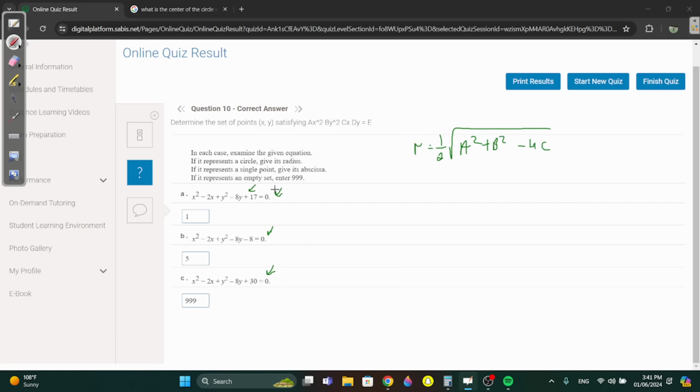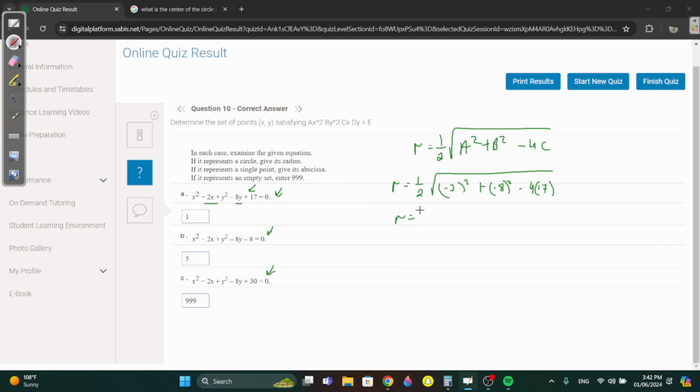Let's do it on the first one. It's going to be half radical a squared, which is minus 2 squared, plus b squared, which is minus 8 squared. Okay, put it in brackets. If you're putting this on a calculator, make sure to put the negative number inside the brackets, and then the square outside of the brackets, because it's going to give you a negative answer if you keep the square beside the negative. Okay, minus 4c, minus 4 times 17.